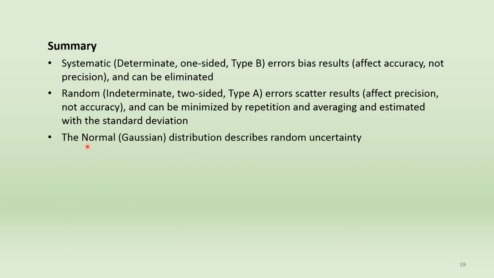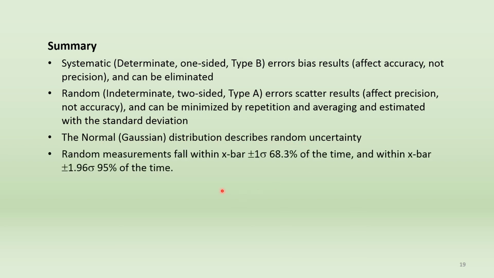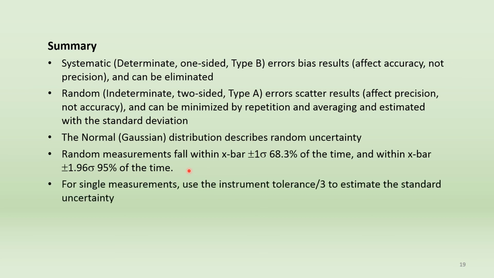A normal or Gaussian distribution describes the random uncertainty. Random measurements fall within x bar plus or minus 1 sigma 68.3% of the time, and within x bar plus or minus 1.96 sigma about 95% of the time. For single measurements, use the instrument tolerance divided by 3 to estimate the standard uncertainty.